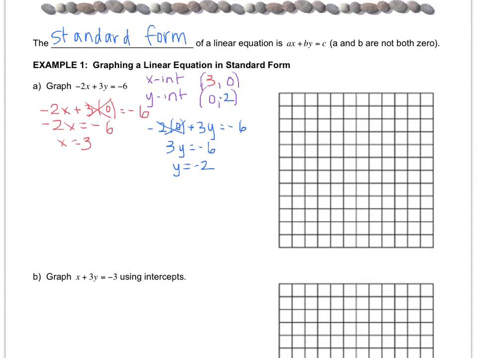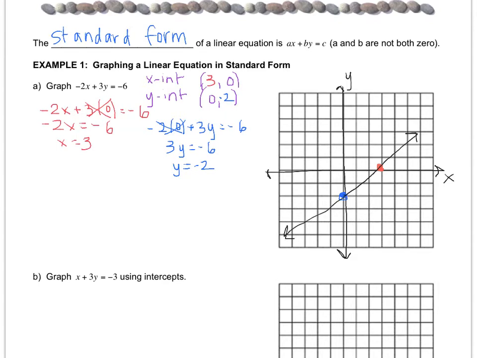So now I'll make a graph and plot my two important points. So notice that I have arrow tips and I'm labeling x, y. Now the first point that I'm going to plot is (3, 0). That's my x-intercept. I will also plot (0, -2). That was my y-intercept. And then take a straight edge or a ruler and connect them to make a line.